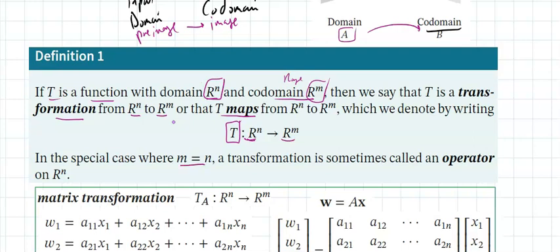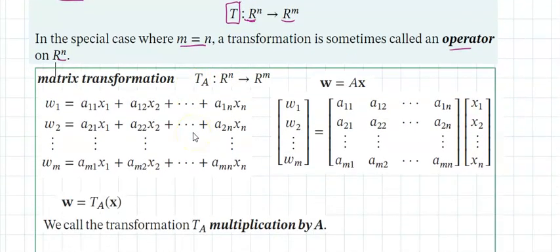In a special case, when those powers are equal, the transformation is sometimes called an operator on R^n. That means it takes vectors and maps them into itself.